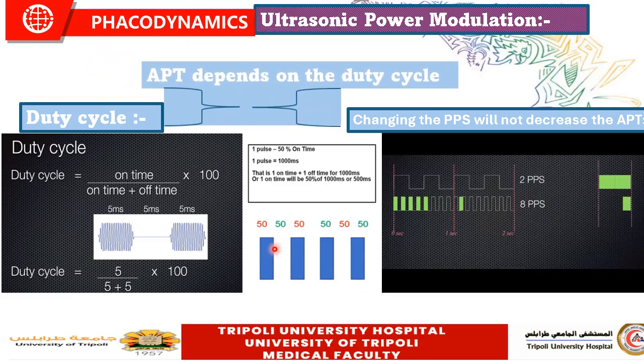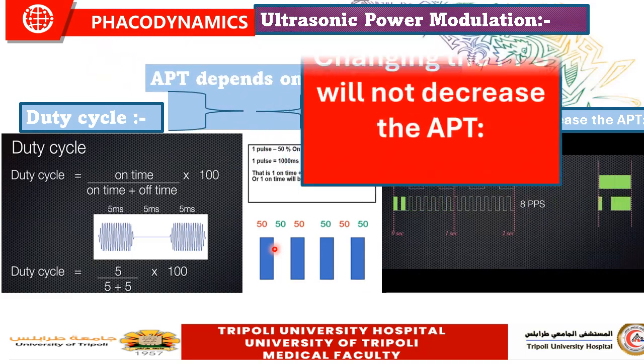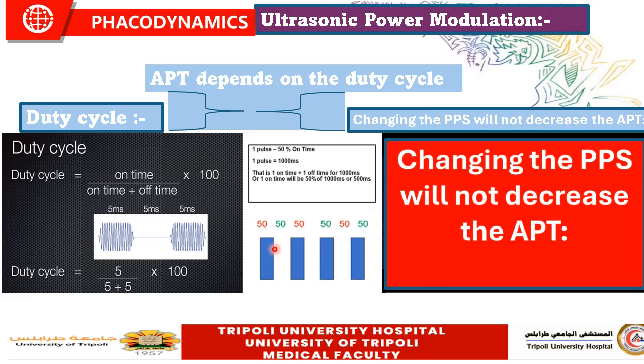So to increase the power or the cutting rate of your ultrasound, you have to increase the duty cycle, but not the pulse per second rate or the ultrasound rates. This is very important.